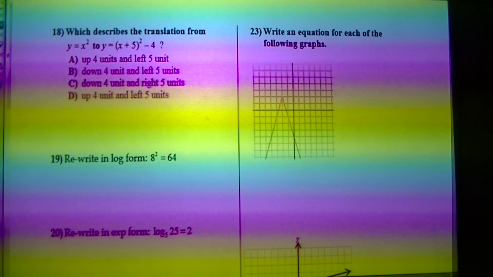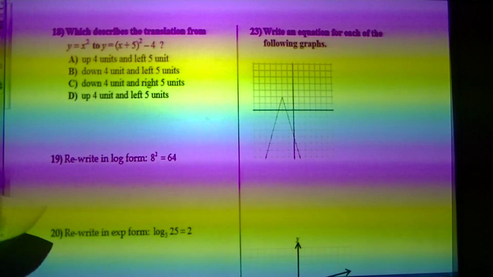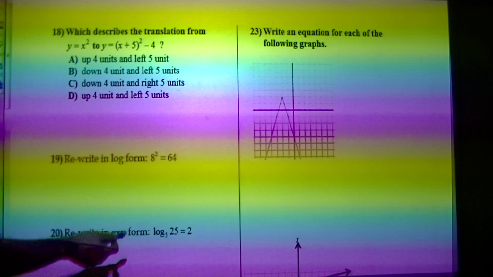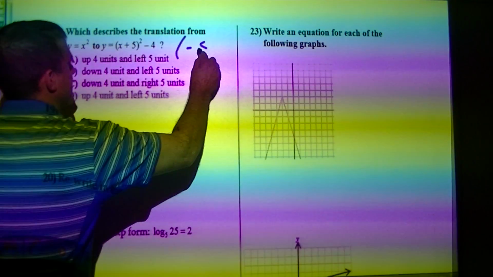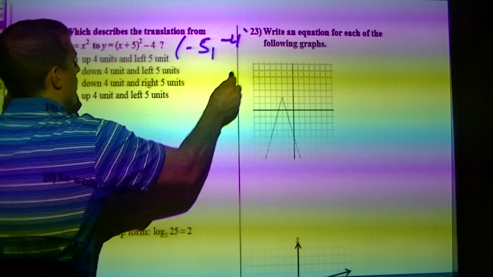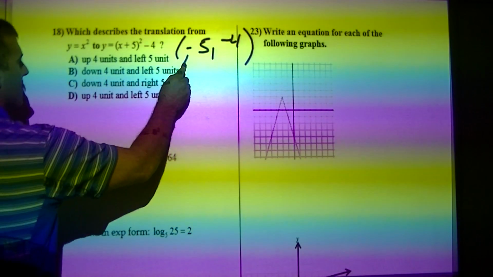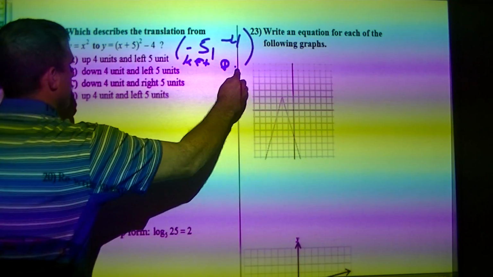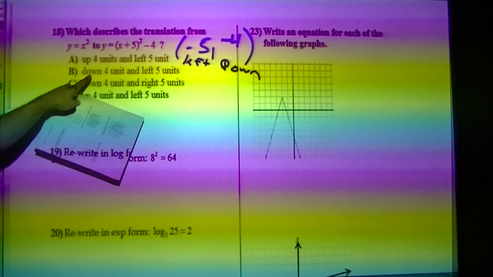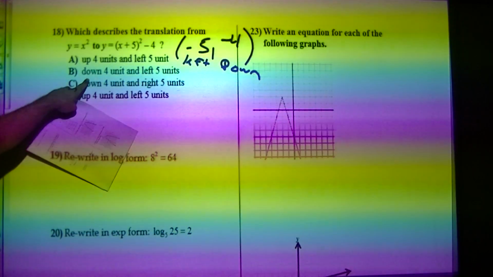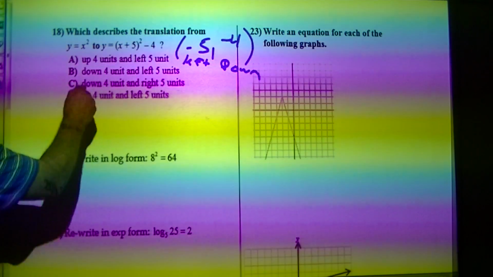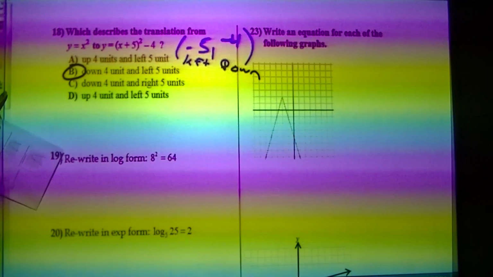All right, moving on to the next. Which describes the best translation? Okay, well, what's happening with my anchor point? Well, my anchor point is negative 5, negative 4. Well, what's happening there? Well, that's left and that's down. Okay, so that's going to be up 4. No, that's not it. Down 4, left 5. Yep, there you go.